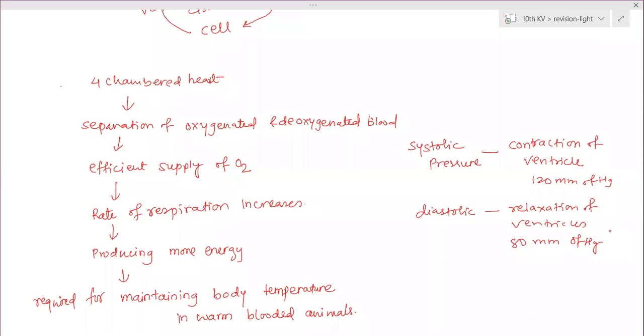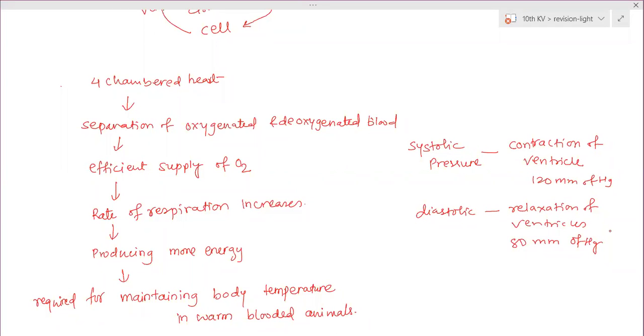This means it receives deoxygenated blood from different parts of the body. Then second point, it transfers the blood to the lungs. Then the third point, it receives the oxygenated blood from the lungs, and then fourth, it transports it to each and every cell. So here are the 4 points you are explaining. Is that clear? Yeah, ma'am.